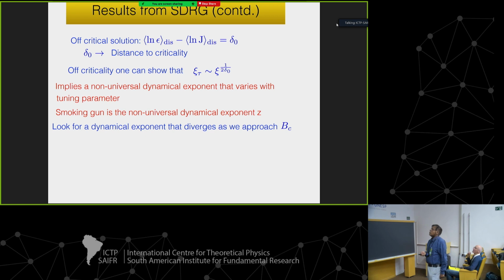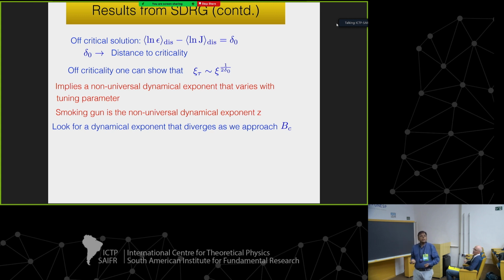As a consequence of having an infinite randomness fixed point controlled by this distance to criticality delta naught, one can also show that away from the critical point the correlation time diverges, encoded by an exponent 1/2 delta naught. This delta naught, as you remember, is related to the distance to criticality, so this exponent 1/2 delta naught will change as you move away from the critical point. That means when you are in the phase, it will change, which means you have a non-universal Z.